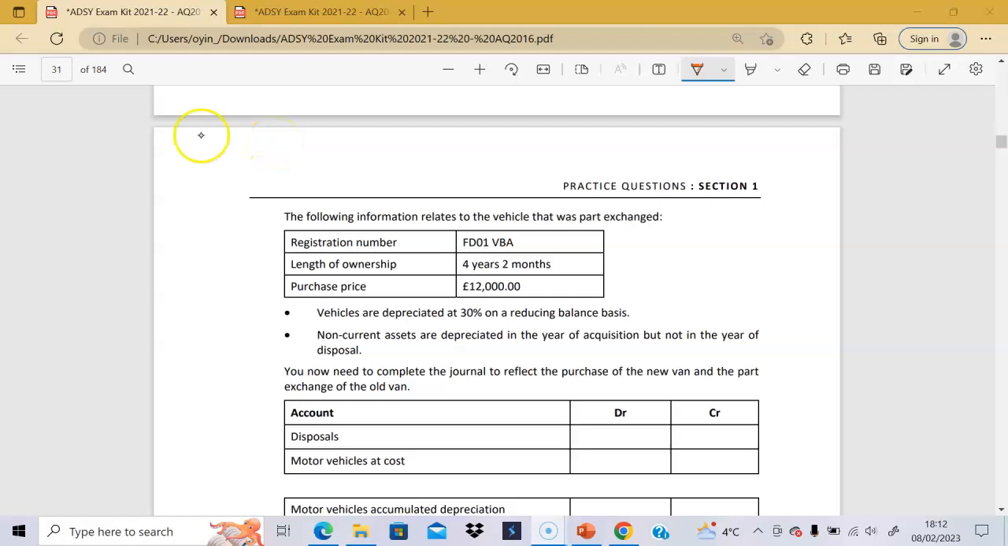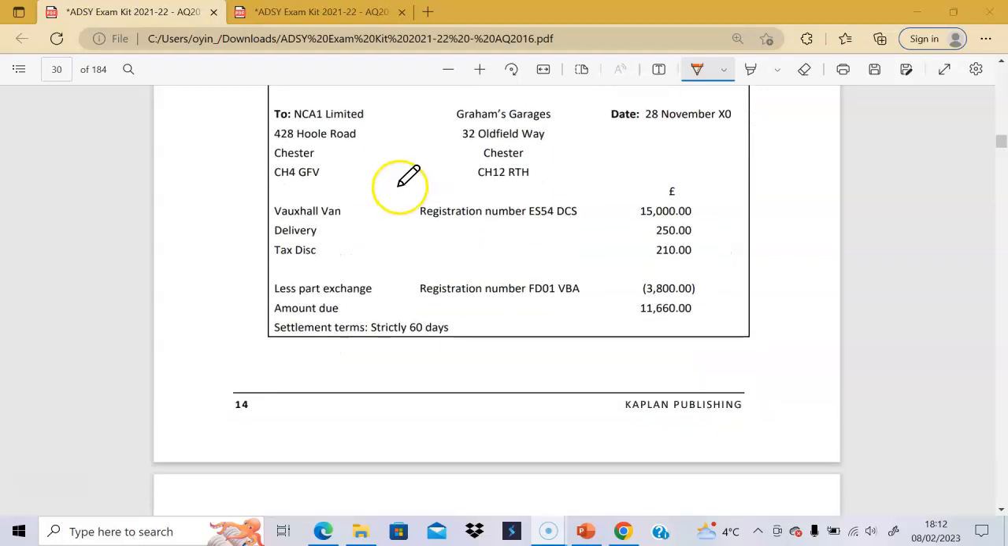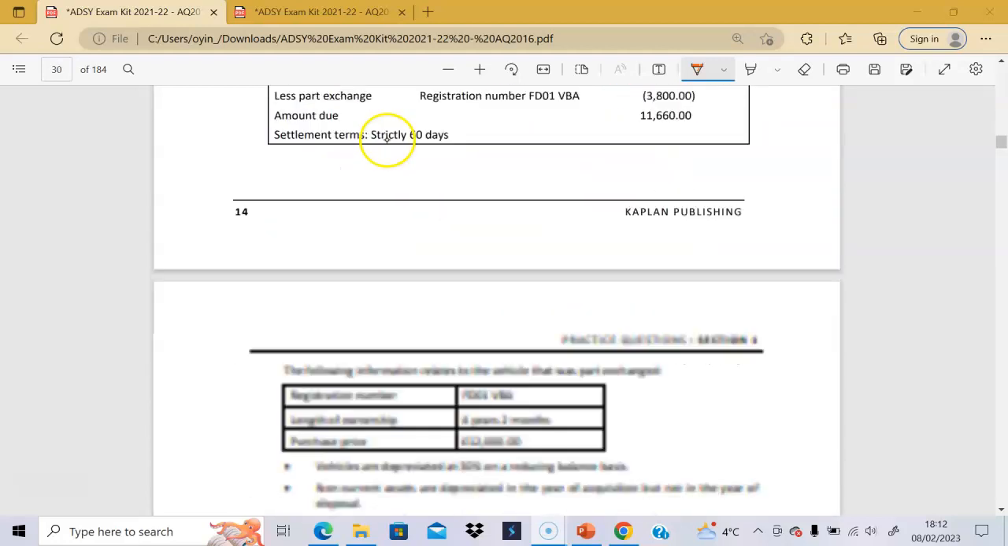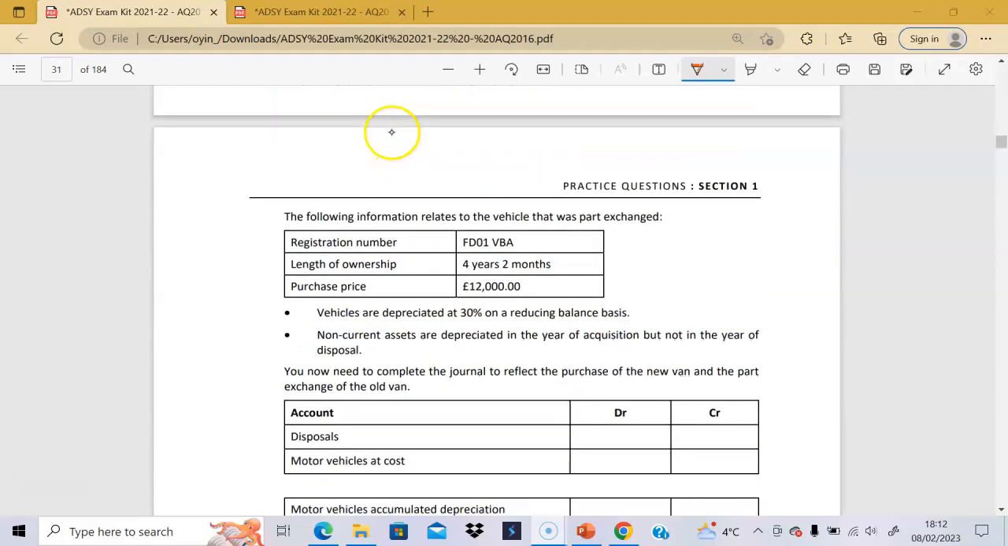Okay, great stuff. Let's do this question. I'm thinking, do I transfer this to a PowerPoint? But I think I can manage it just about here. Of course, you've read the question. You're part exchanging and buying a new car. So I suspect this is this kind of thing.